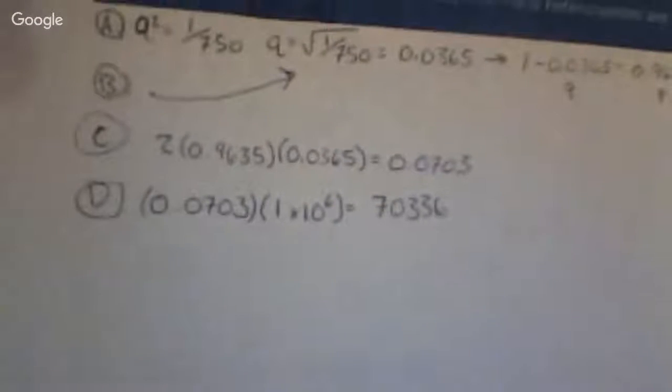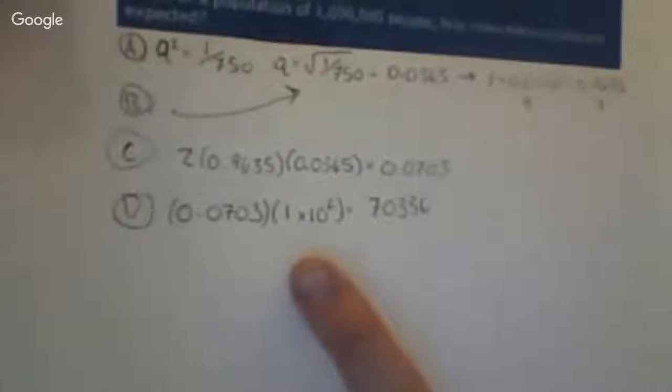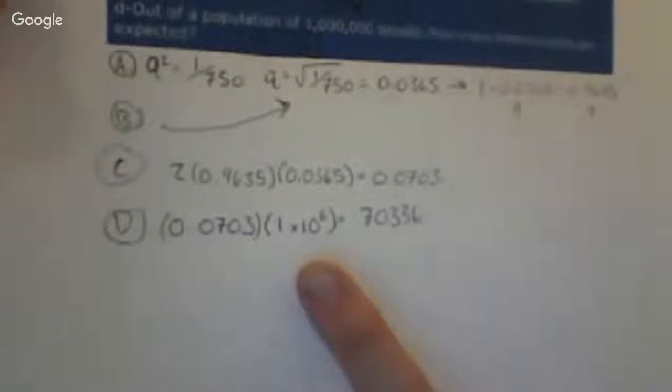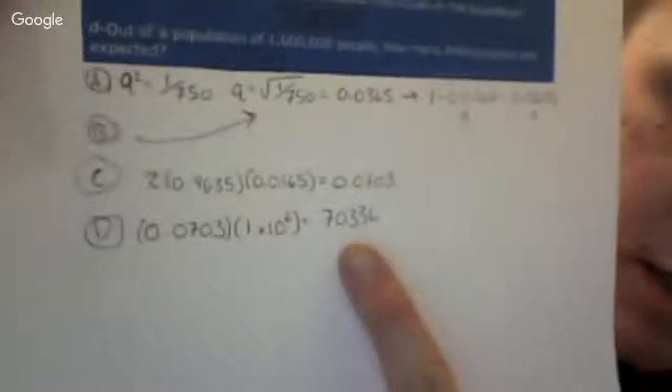Part D is, out of the population of 1 million people, how many are heterozygous, or how many are expected? And so we take what we found in C and multiply by 1 million. And I put it in scientific notation as 1 times 10 to the 6th, and times that by our heterozygous frequency right here, and we get 70,336 individuals are heterozygous for that allele, or for that disease.